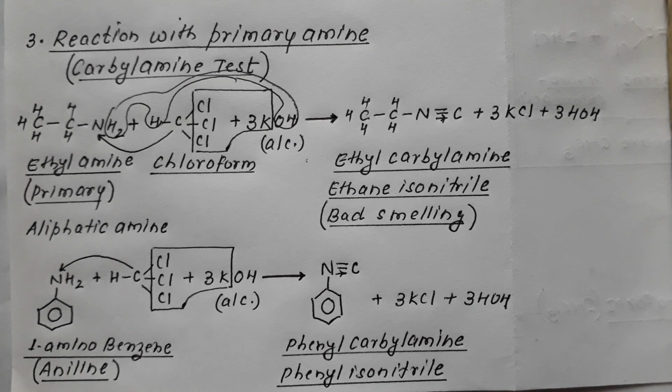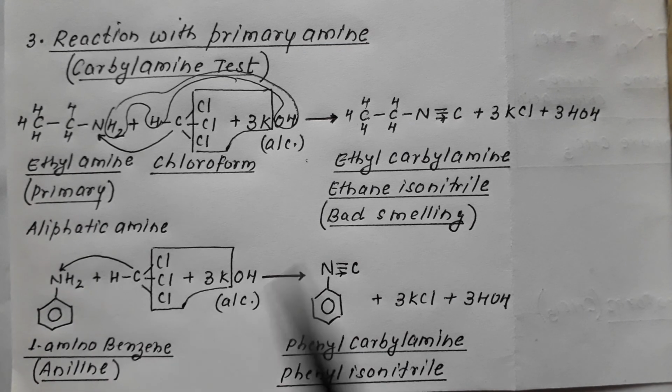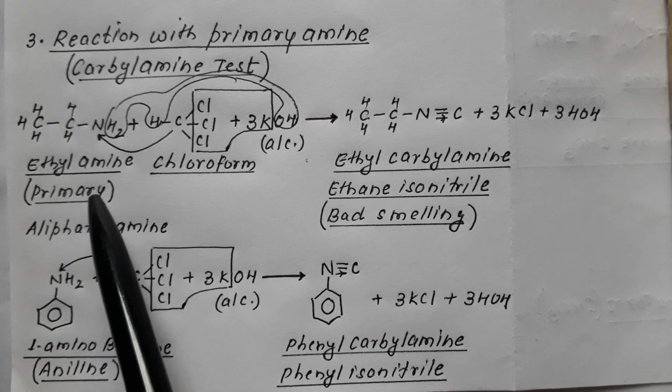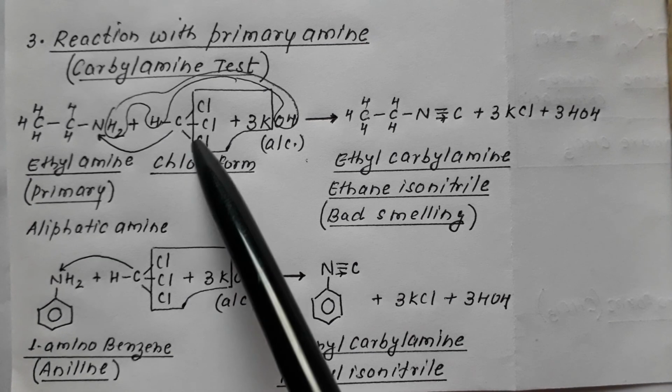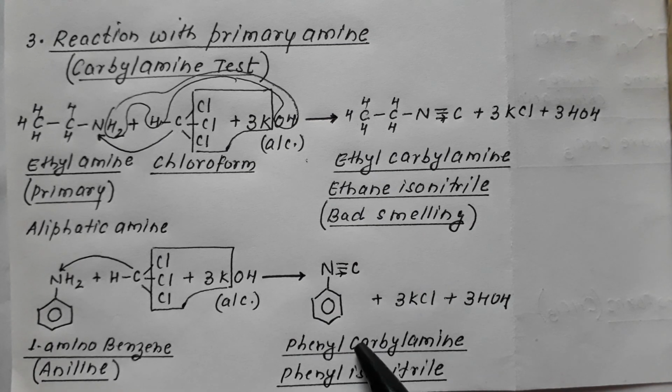This is a very important conversion. So the conversion of a primary amine into carbylamine is termed the carbylamine test. It is given only by primary amines. So this test is utilized to differentiate primary amines from secondary and tertiary. So any primary amine, may it be aliphatic or aromatic, made to react with chloroform in the presence of KOH, results in the formation of bad smelling carbylamine. This reaction is termed the carbylamine test.